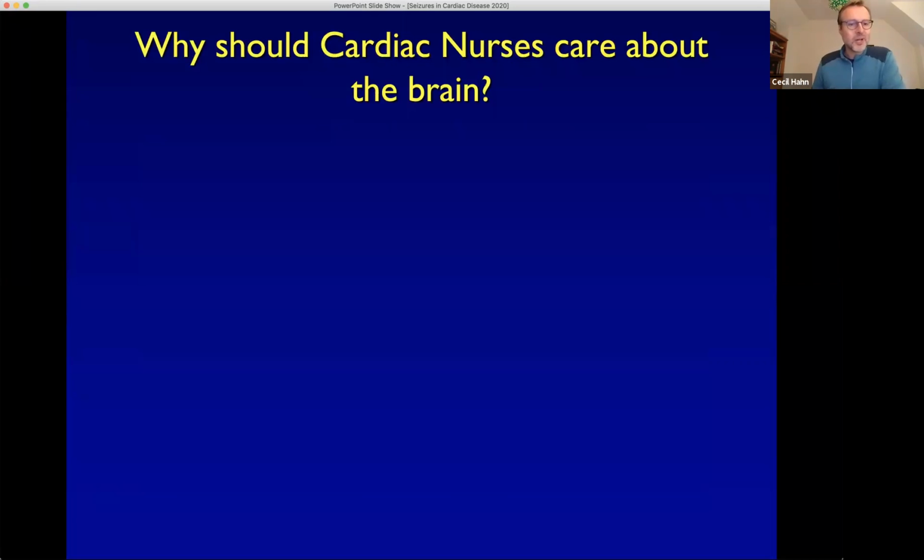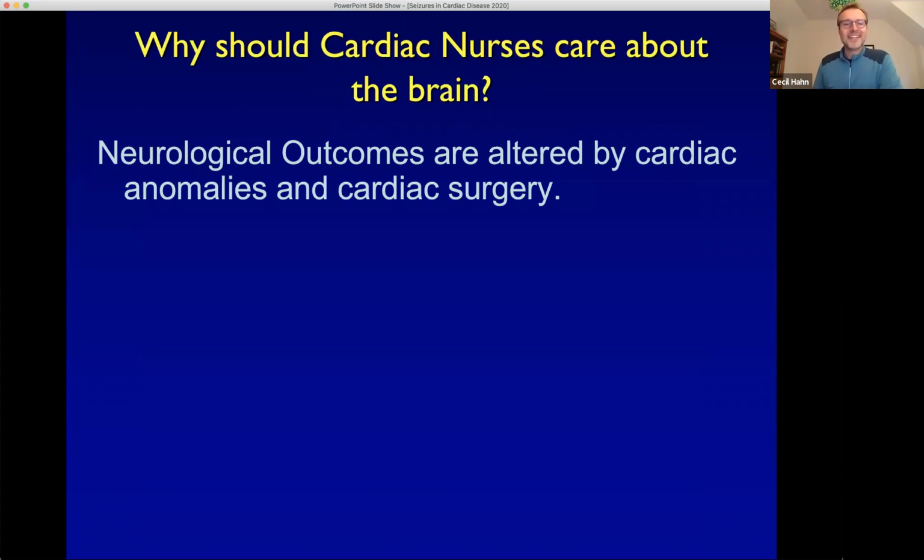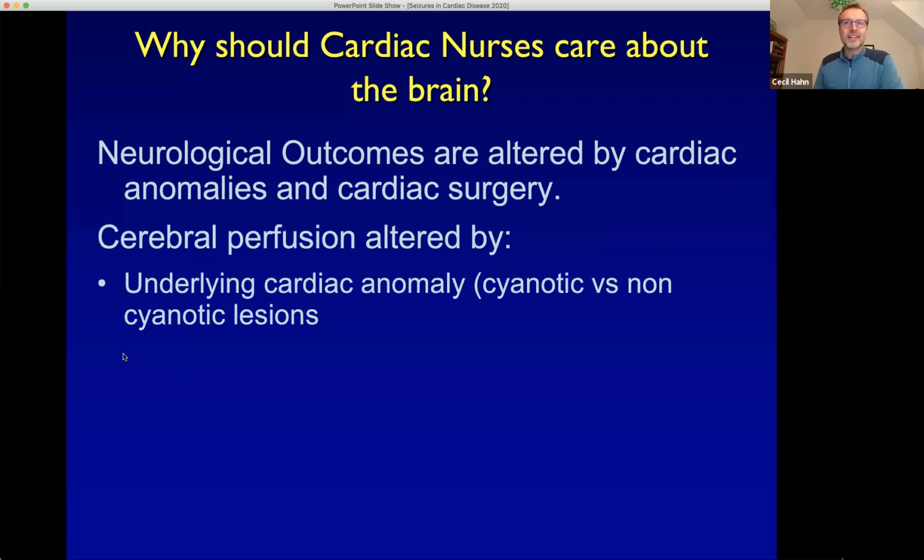Well, we know that neurologic outcomes are really altered by cardiac anomalies in surgery. And we know that brain perfusion is very dependent on the heart, obviously, under the type of anomaly, cyanotic versus non-cyanotic.